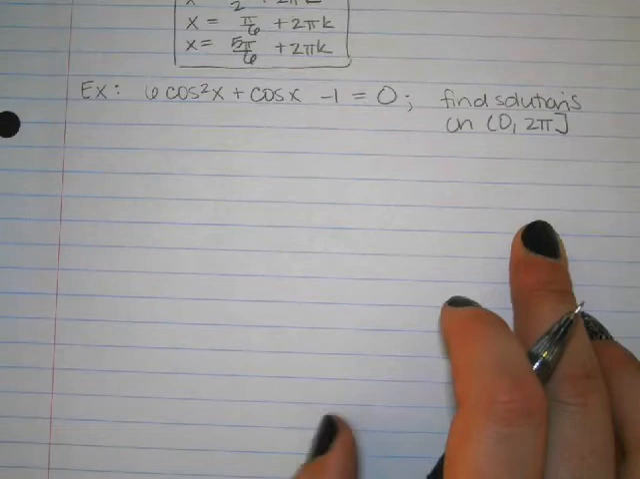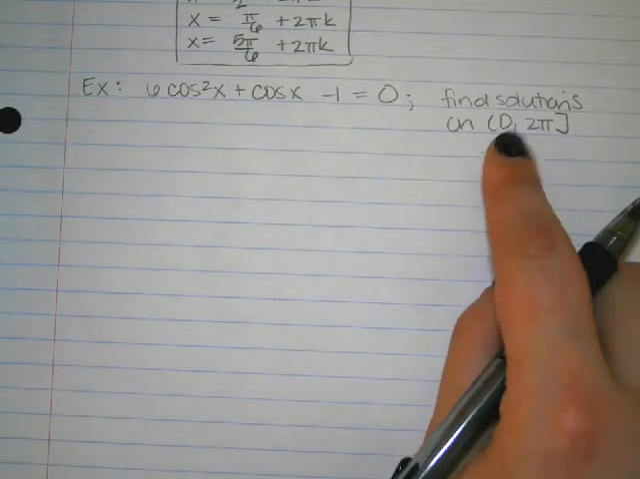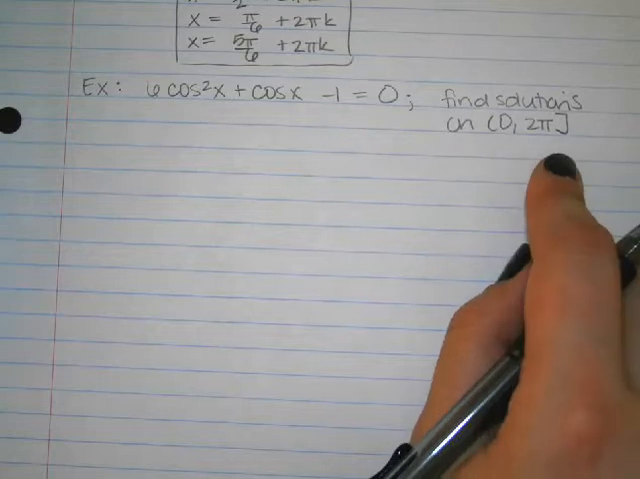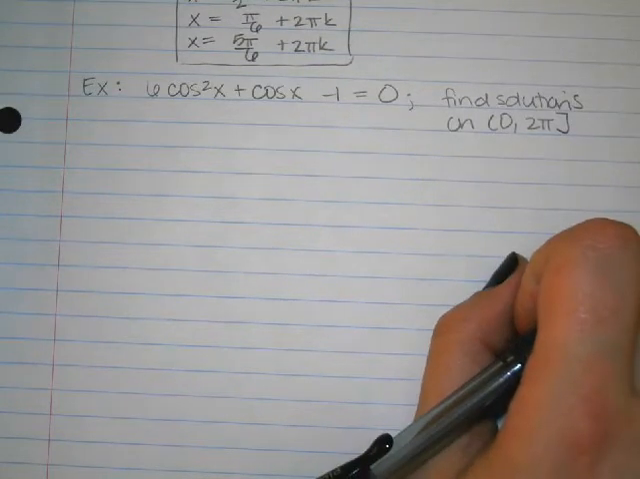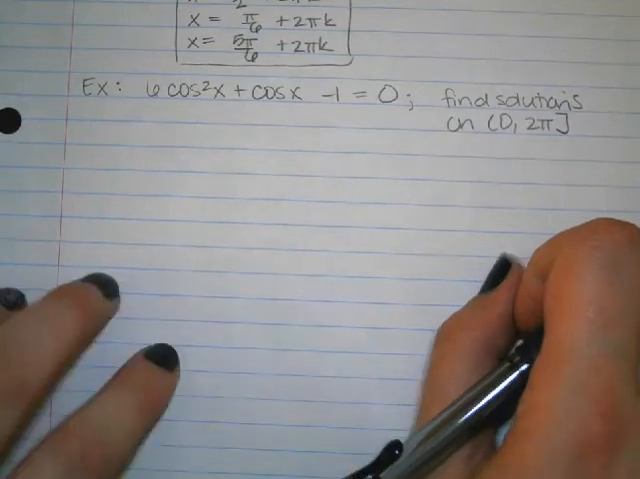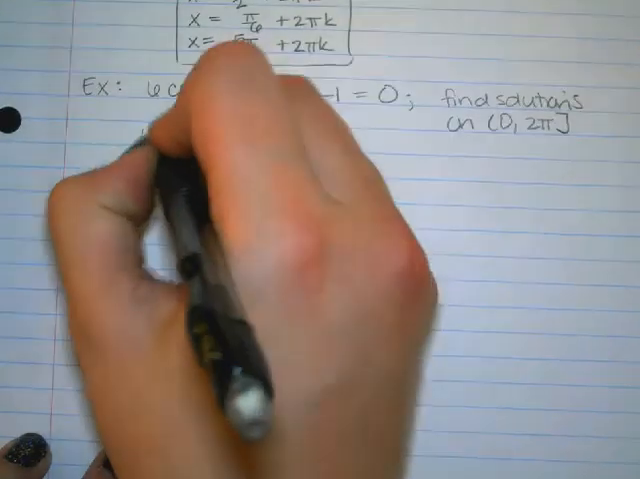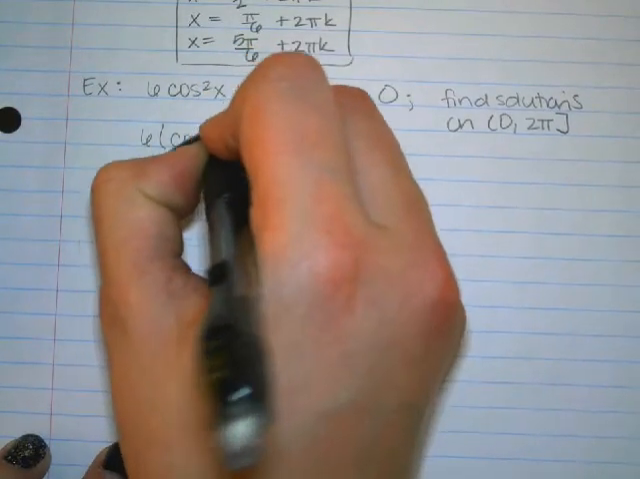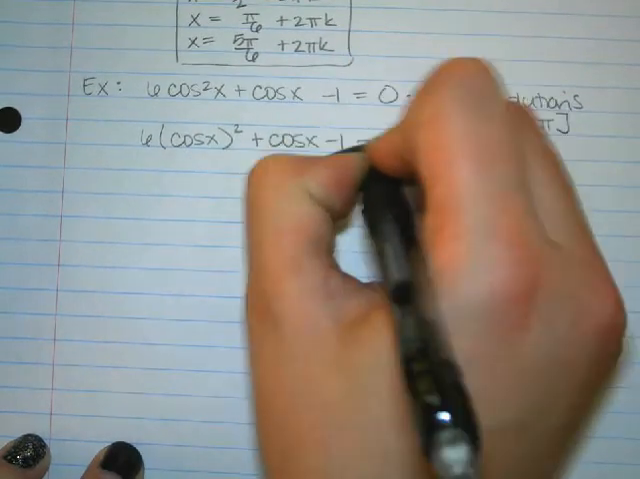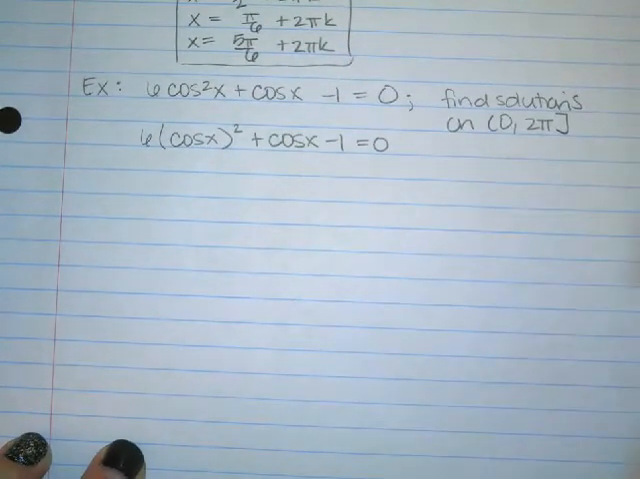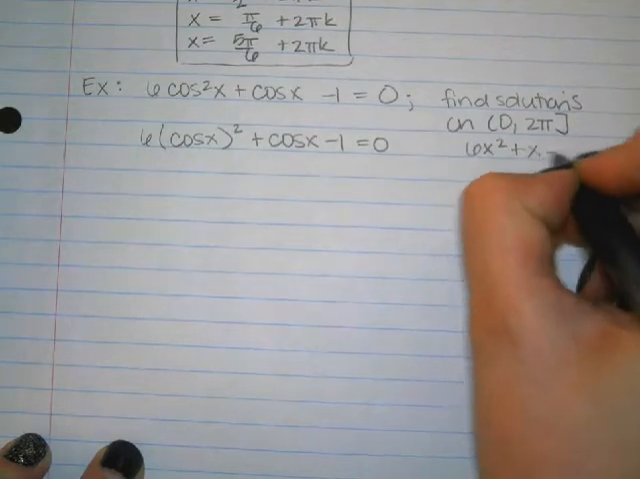So in the event that one of our solutions is in that spot, we can't use 0 as an answer, we would have to use 2 pi as the answer, okay, because that's the same spot. All right, so I'm going to go ahead and rewrite the problem because cos squared written like that can be kind of confusing. So 6 times cos of x squared plus cos x minus 1 equals 0. And I'm going to write it in like less triggy type of math.